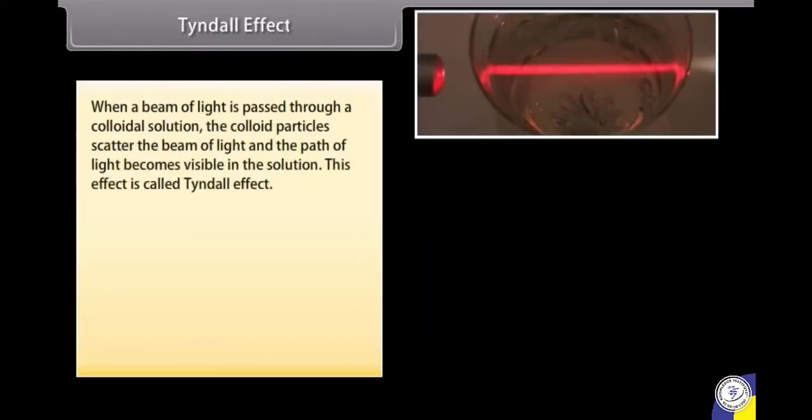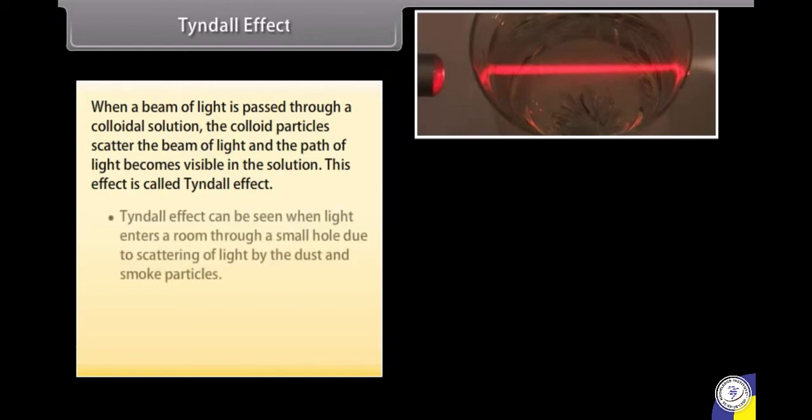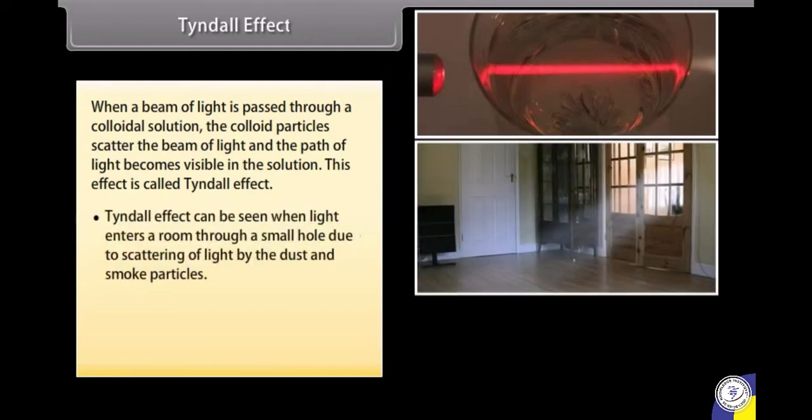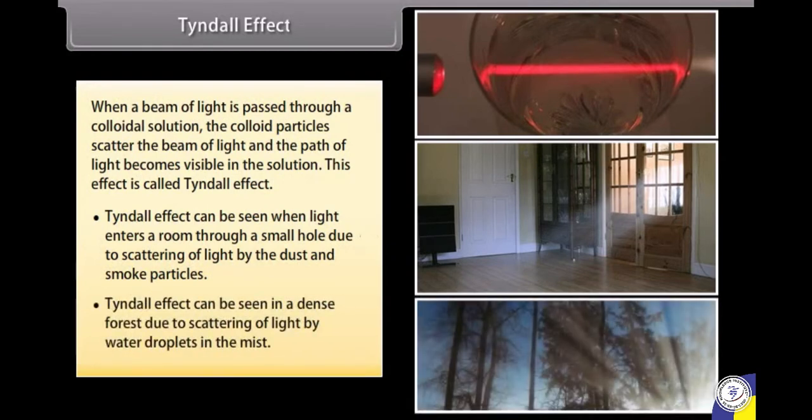Tyndall Effect. When a beam of light is passed through a colloidal solution, the colloidal particles scatter the beam of light and the path of light becomes visible in the solution. This effect is called Tyndall Effect. Tyndall effect can be seen when light enters a room through a small hole due to scattering of light by the dust and smoke particles. Tyndall effect can be seen in a dense forest due to scattering of light by water droplets in the mist.